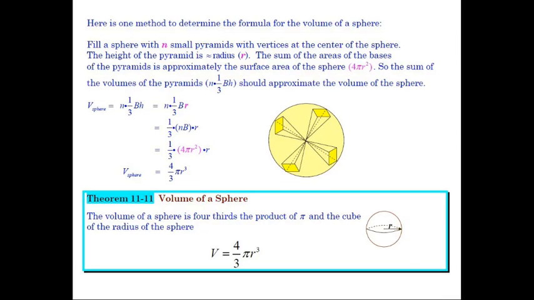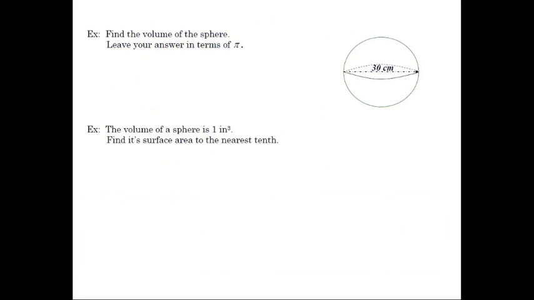We can also look at the volume. You could break it up into tiny little pieces and work through it, but in the end what you get is 4/3 pi r cubed. So this is a cubic unit. We're talking about volume. We have a cube on our radius. So you get 4/3 pi r cubed. That's how that's going to work.